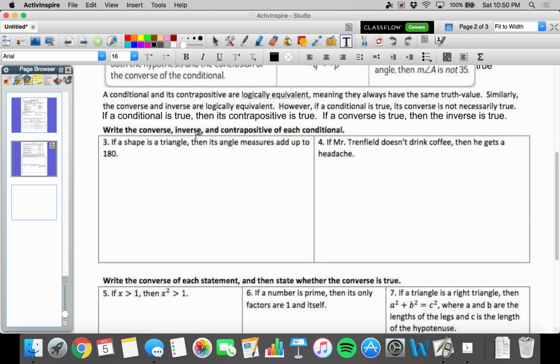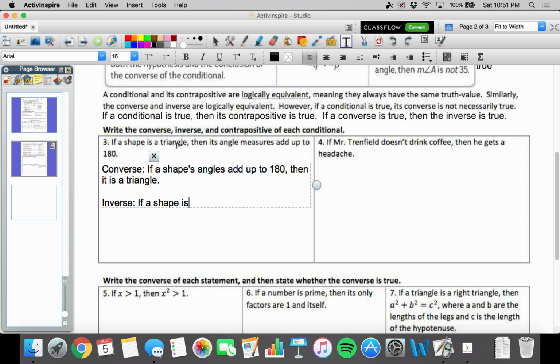So write the converse, inverse, and contrapositive of each conditional. So we have if a shape is a triangle, then its angle measures add up to 180. So the converse is we're gonna flip the hypothesis with the conclusion. So now we have if a shape's angles add up to 180, then it is a triangle. This would be the converse. The inverse of the statement is we're going to take the original statement and put not on both the hypothesis and the conclusion. So if a shape is not a triangle, then its angles do not add up to 180.